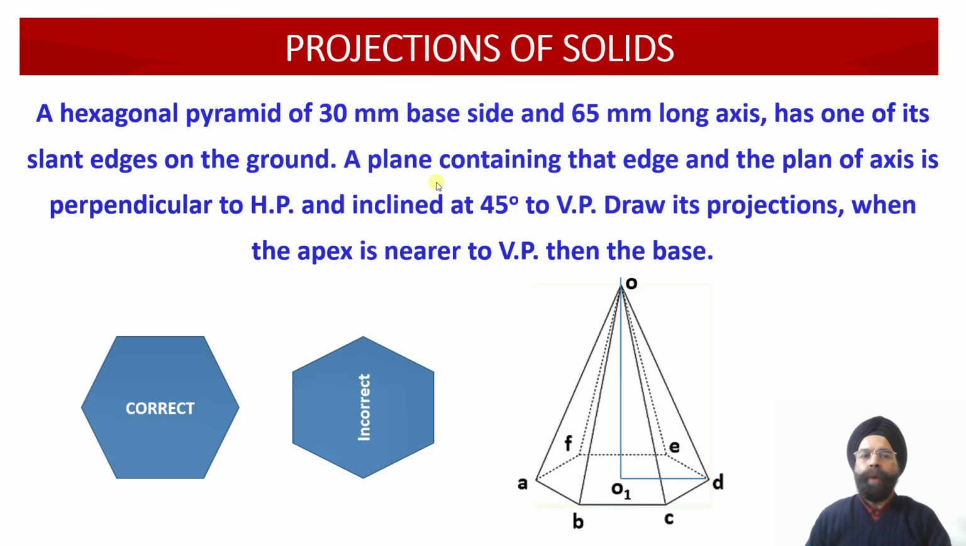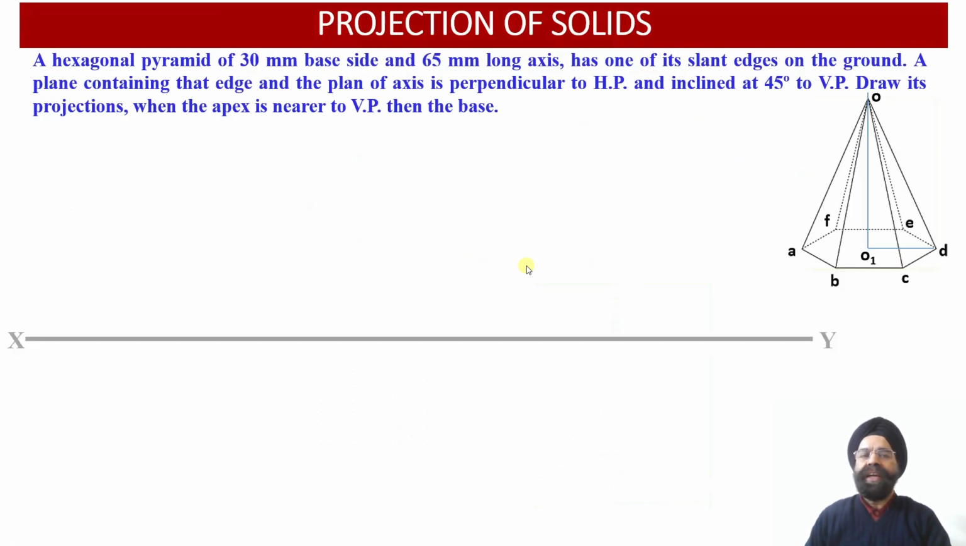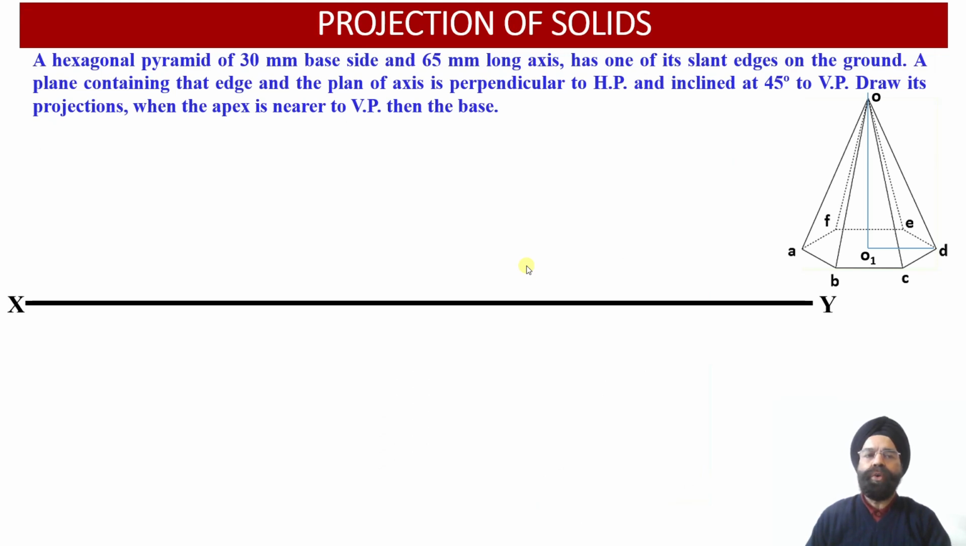Here we have got an oblique hexagonal pyramid which happens to be inclined with respect to the horizontal plane as well as inclined with respect to the vertical plane. We are required to obtain the orthographic projections of this hexagonal pyramid when the apex of the pyramid happens to be nearer to the vertical plane than the base over here, right? So let us first of all proceed with the construction of the orthographic projections of the hexagonal pyramid when this pyramid is resting on its base onto the horizontal plane to begin with.